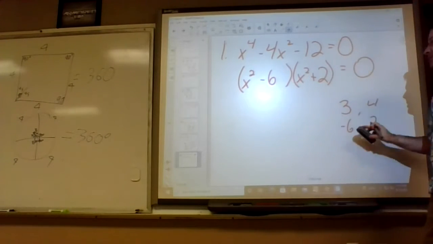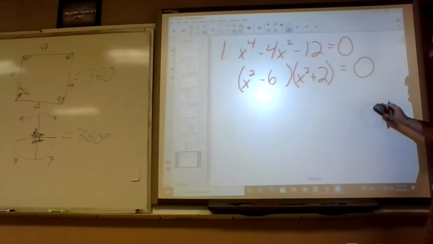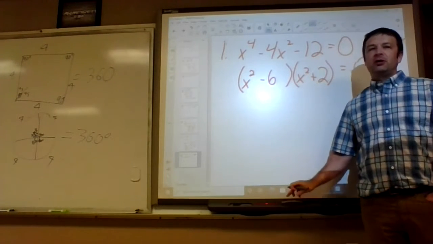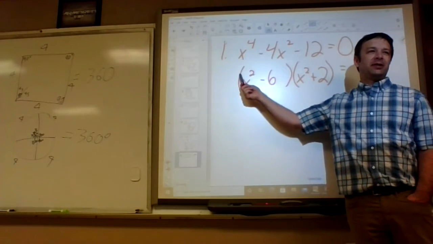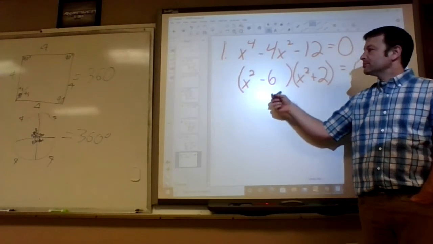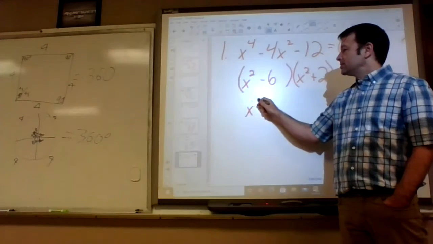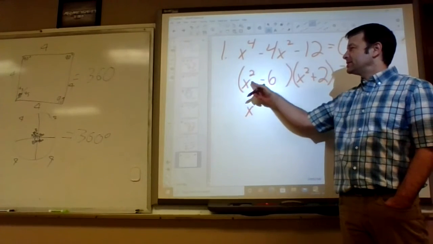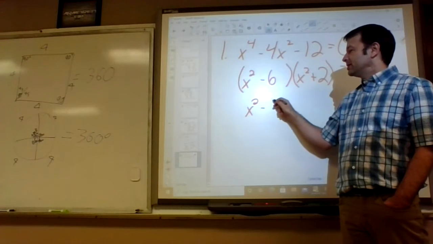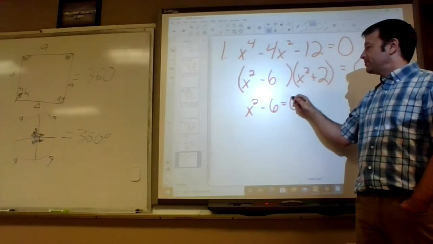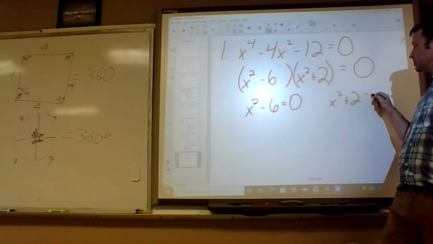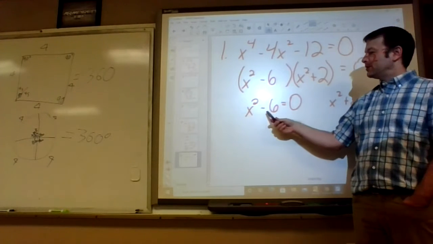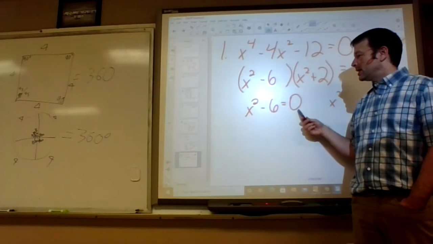Okay, this next part's different too, though. So what x values would make these factors into a 0? Would it be 6? Plus 6. Nope, because it's not x minus 6. We want x squared minus 6 to equal 0, or we want x squared plus 2 to equal 0. It has to be the square root of 6, doesn't it? Okay, how would I solve this for x? Well, you would add the 6 over.